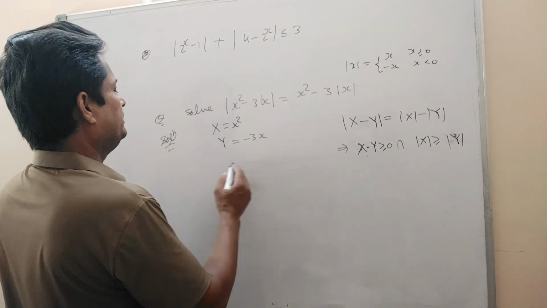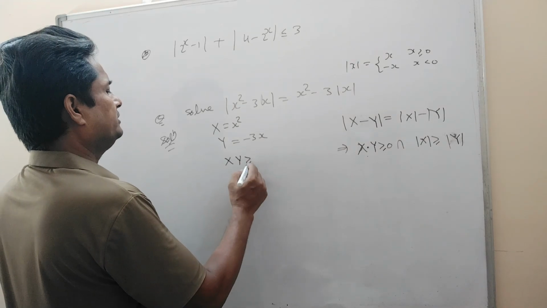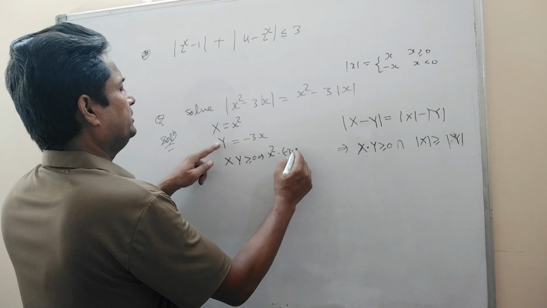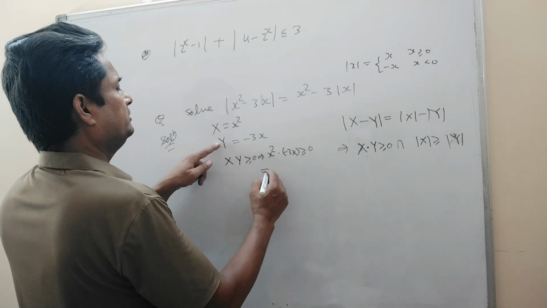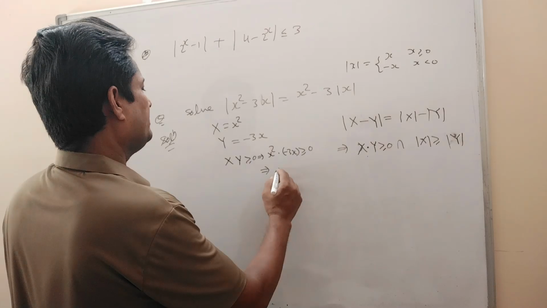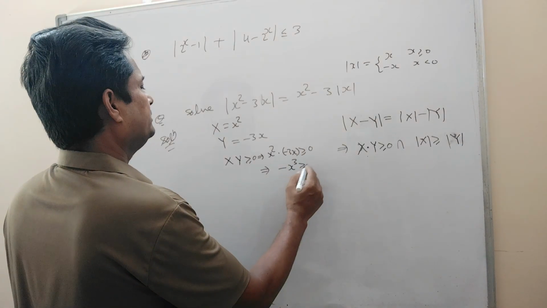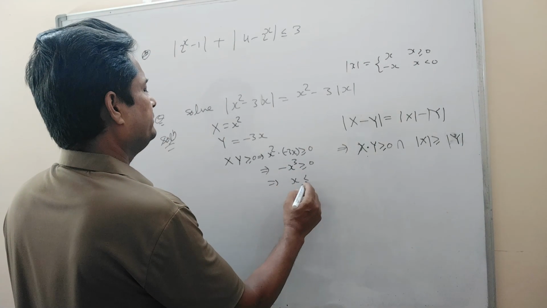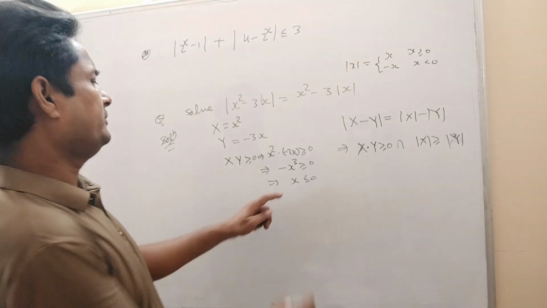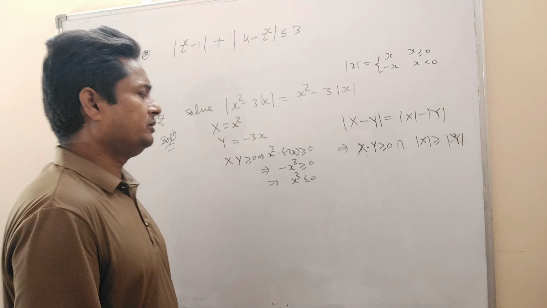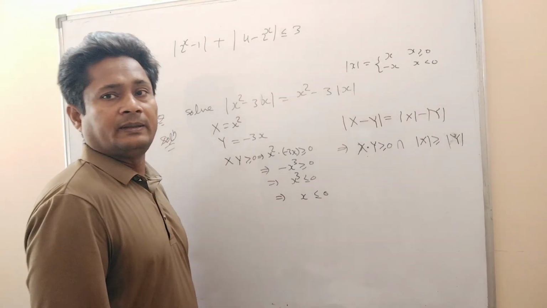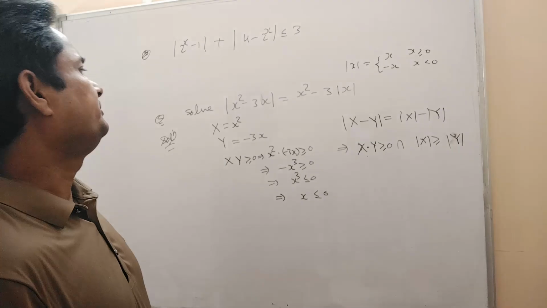First condition is what? x into y must be greater than or equal to 0. That means x square into minus 3x will be greater than or equal to 0. So this one will be what? Minus of x cube greater than or equal to 0. That means x cube will be less than or equal to 0. So the answer will be x less than or equal to 0 for this one.